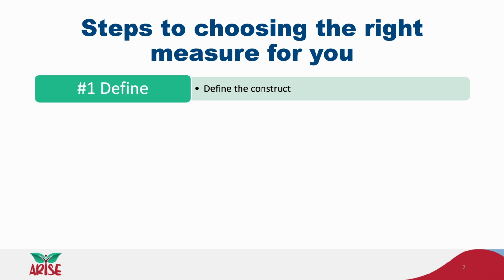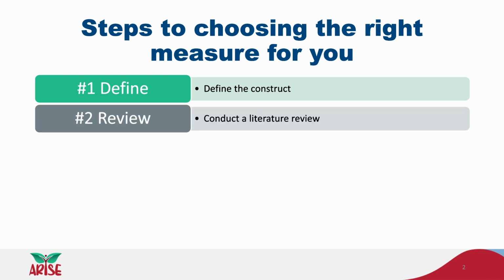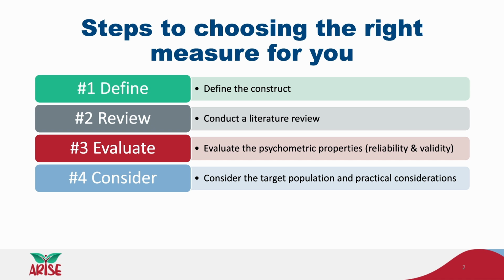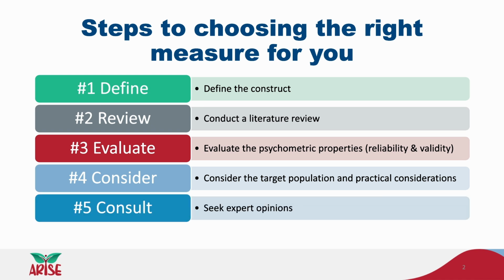First, they would define the construct. Second, they would conduct a literature review. Third, they would evaluate the psychometric properties of the measure that they identified. Fourth, they would definitely have to consider the target population and practical implications. And finally, they may seek expert opinions. In this video, we are really going to focus on step number 3, evaluating the psychometric properties of a measure.